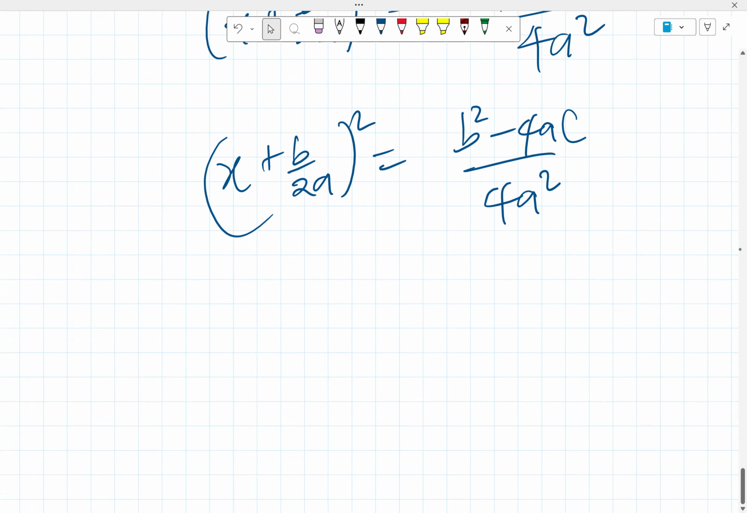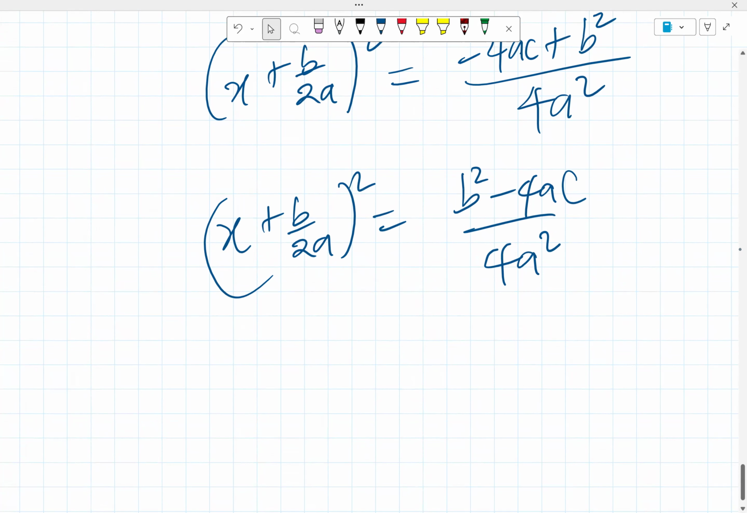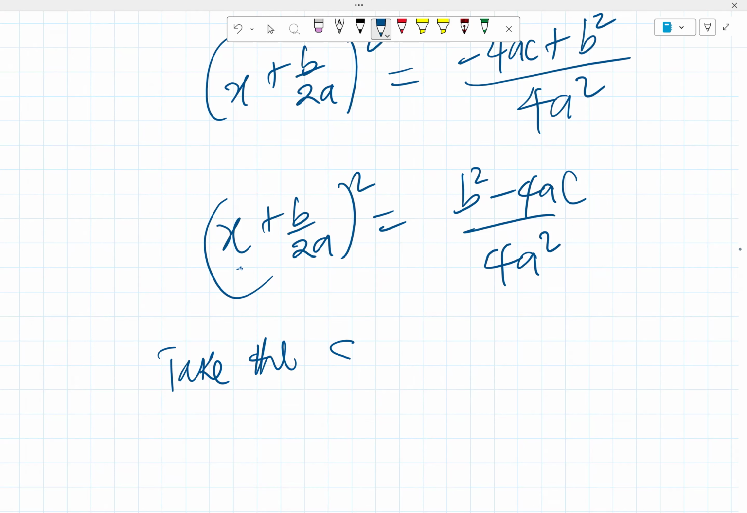So you can then take the square root of both sides, because we are looking for x at the end of the day. So we take the square root of both sides.